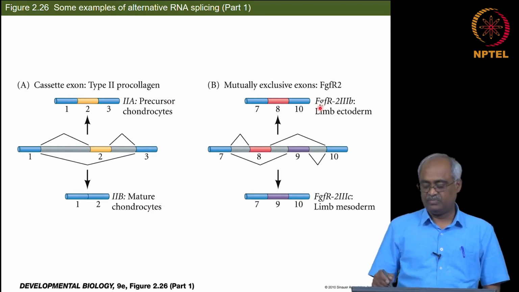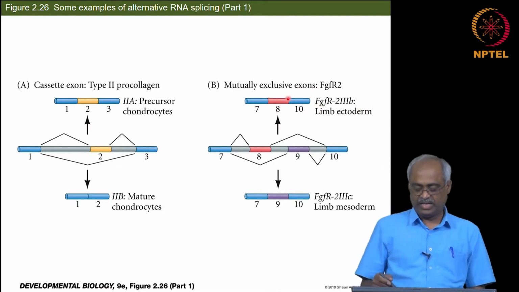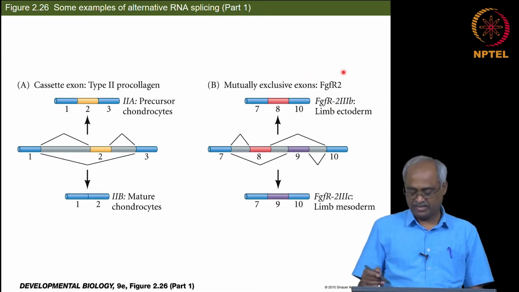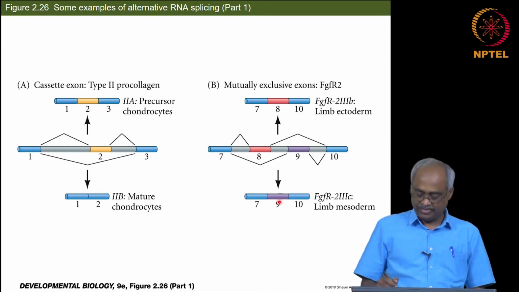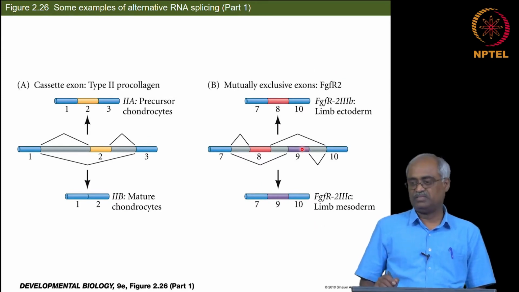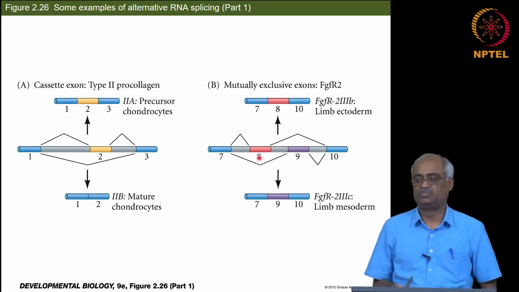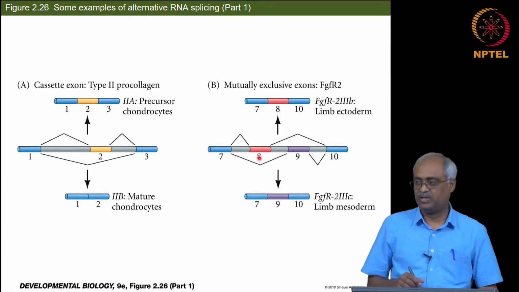And another type would be mutually exclusive. In one tissue type you have one exon but not the other, and in the other tissue type you have the other exon and the other one is not present. So here if red is present, purple is excluded, and if purple is present, red is excluded. They both are mutually exclusive, okay. So that is one variety.